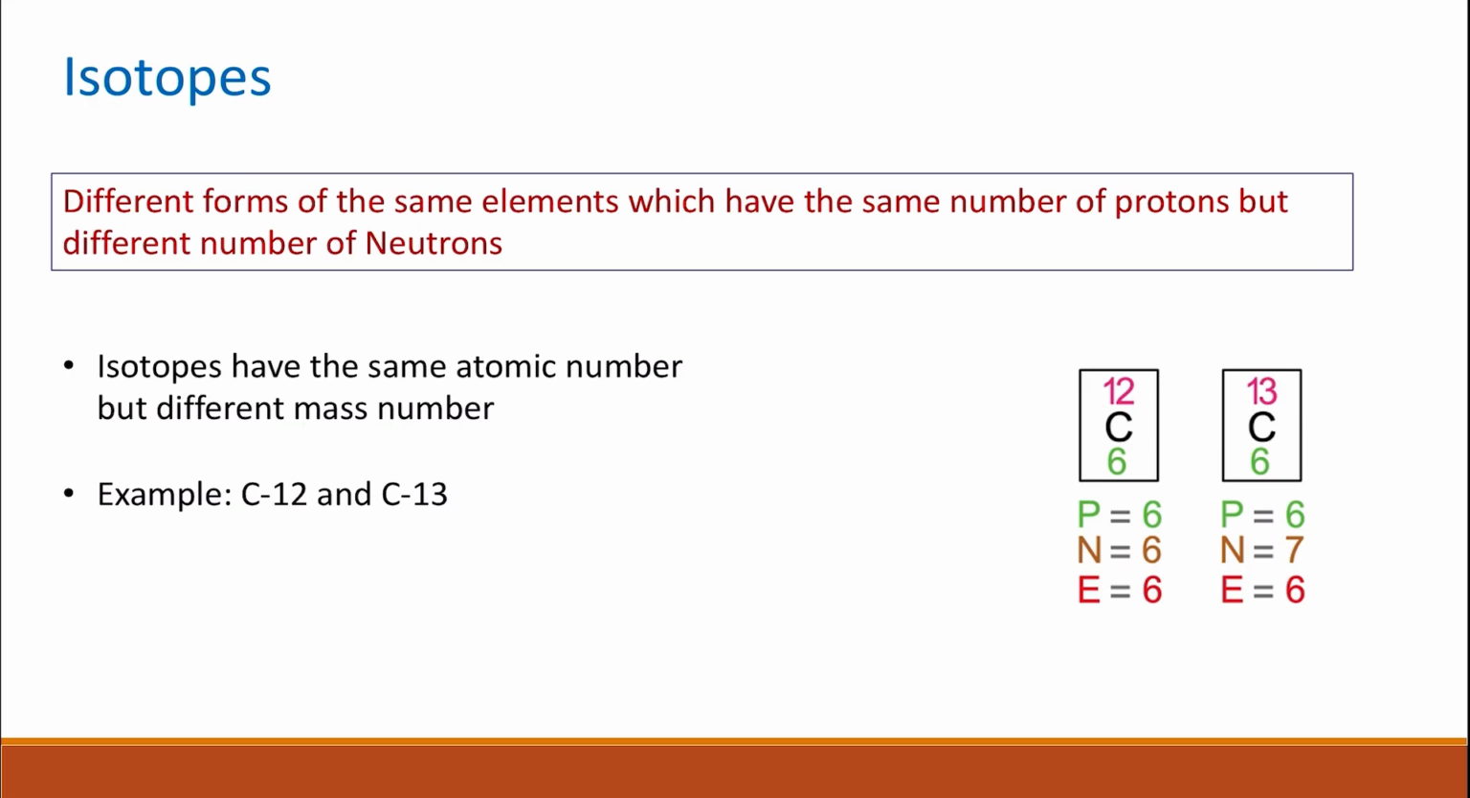Isotopes are different forms of the same element which have the same number of protons, but different numbers of neutrons. So basically they have the same atomic number, but different mass number, like carbon-12 and carbon-13, which differ in the number of neutrons only.